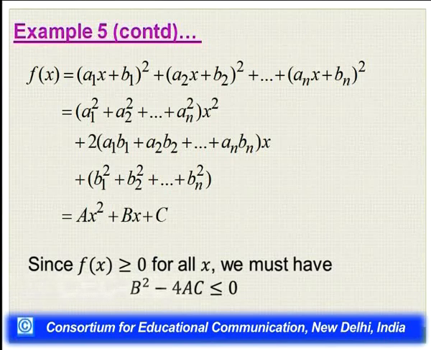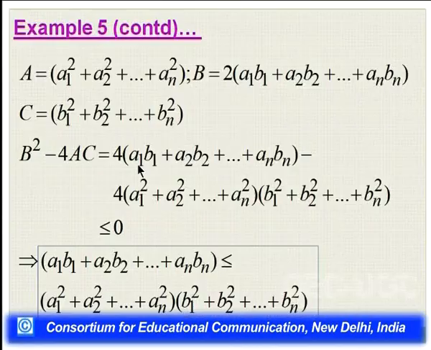Also, as we just discussed in the previous example, because f of x is non-negative everywhere for all x, the function cannot lie below the x-axis, so we must have that the discriminant is less than or equal to 0. This is exactly what we discussed in the previous question. Now, what does this mean?